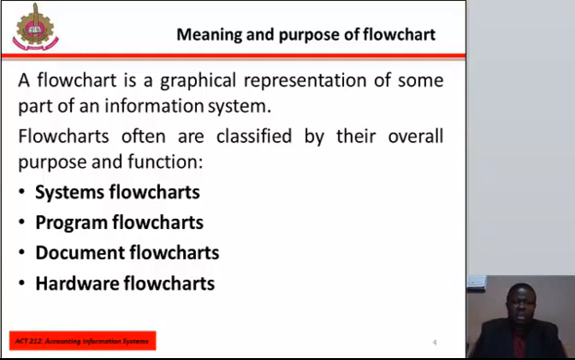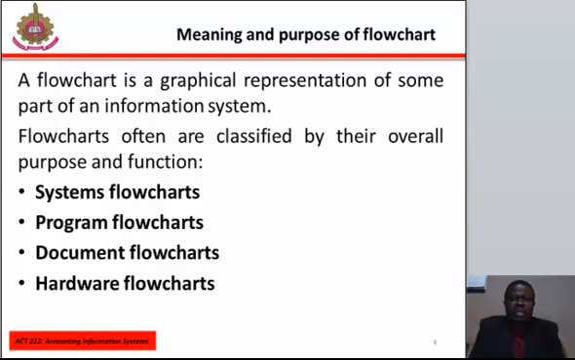We also have program flowcharts. Program flowcharts show the logic associated with a computer program. As an accountant, you probably won't have much to do with program flowcharts.